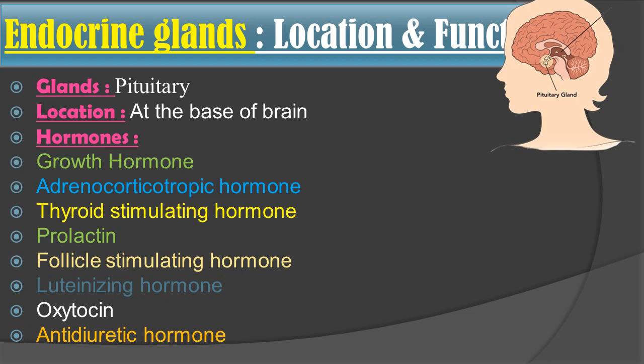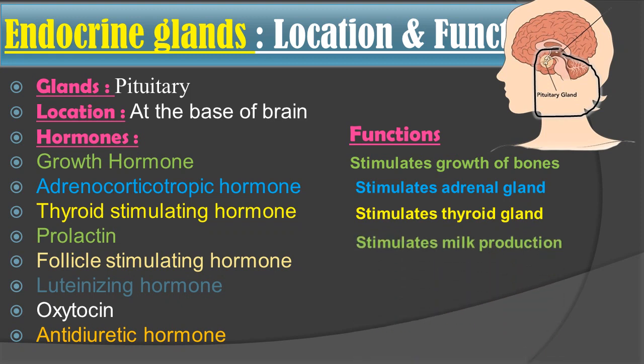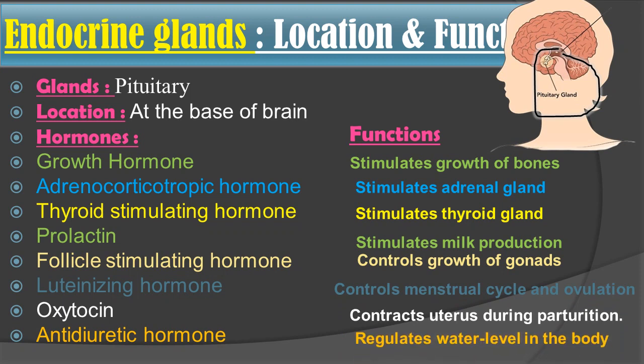Now let's study the function of this gland. First function is these hormones stimulate growth of bones, stimulate adrenal gland. Now adrenal means related to kidney. Third function is stimulates thyroid gland, stimulates milk production in female, controls growth of gonads, controls menstrual cycle and ovulation in female, contracts uterus during parturition and regulates water level in the body. So these all are functions performed by the pituitary gland.